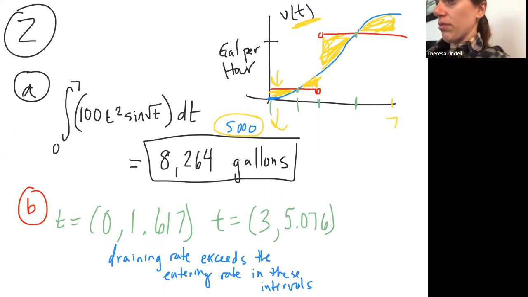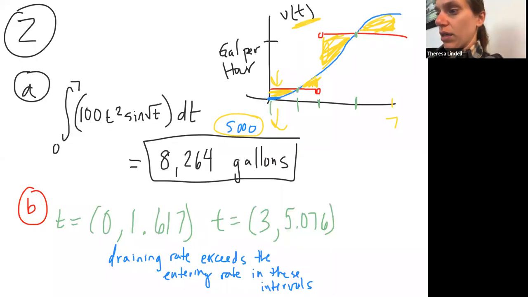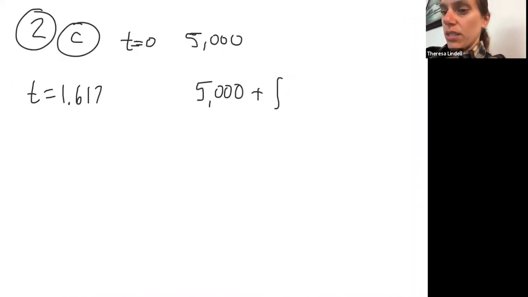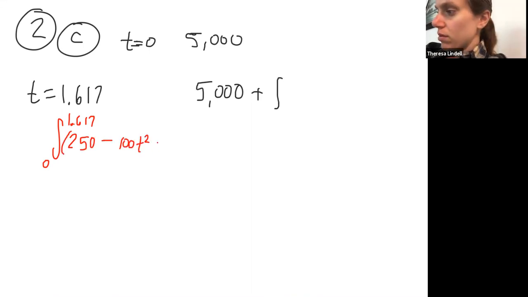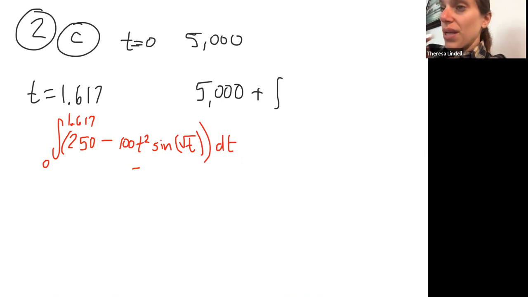So why don't we do that really quick and just see what, oh, I'm so sorry, I lost it. Why don't we do that quick and see what we get here. So let's just integrate from 0 to 1.167 of the 250 minus that big ugly function. And then just tell me what you get. And it should be negative because it should go down.